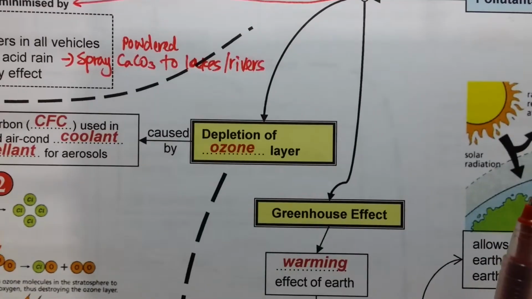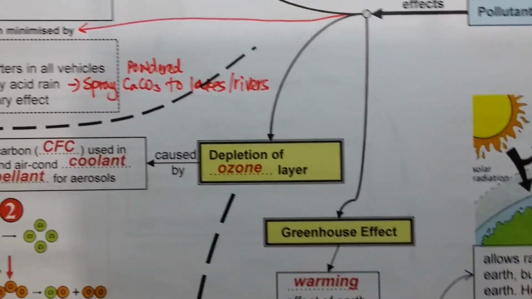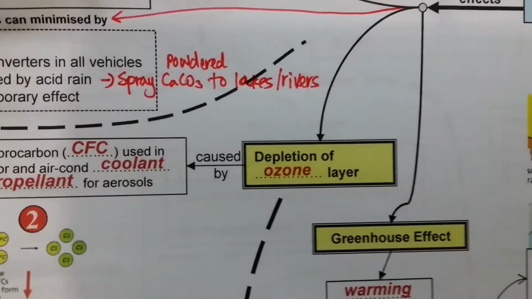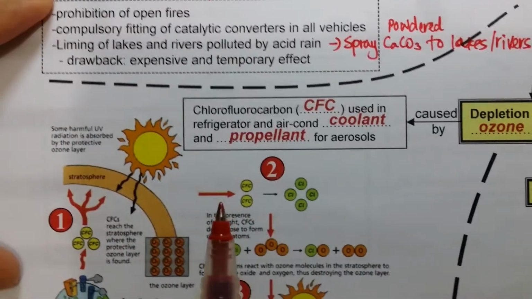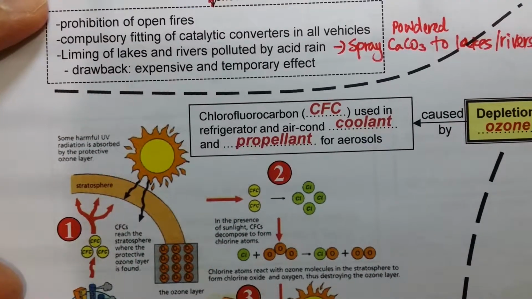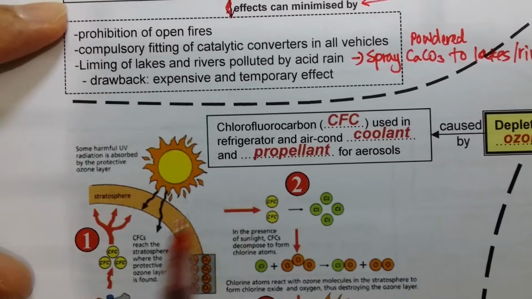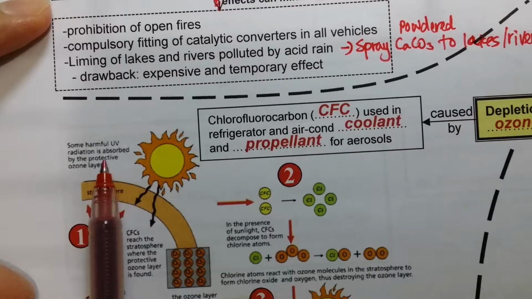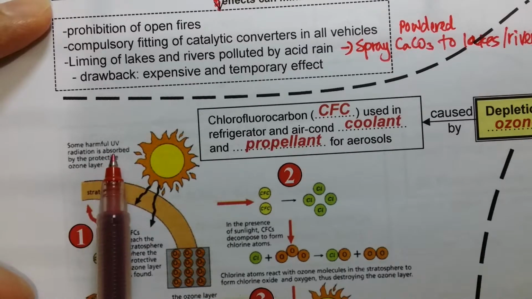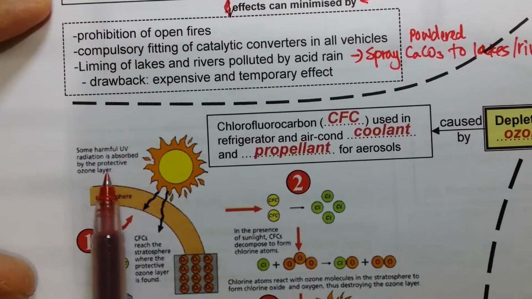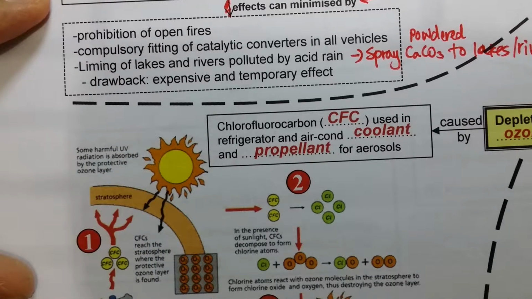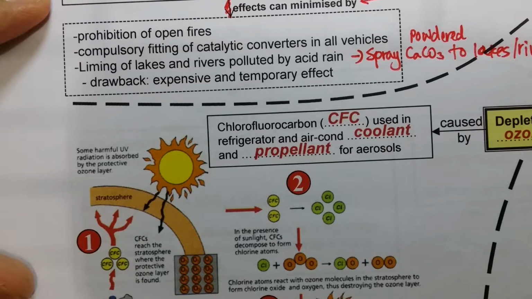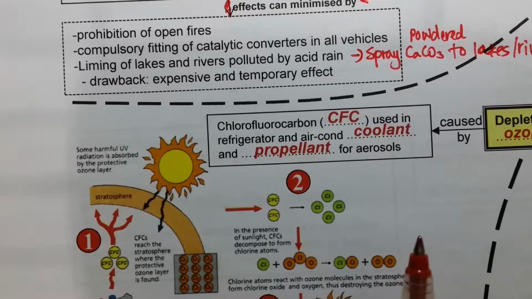Okay, the effects of air pollutants: it would deplete the ozone layer. But first of all, you need to know what ozone is. The function of ozone is to absorb the harmful UV radiation from the sun. So the ozone layer actually provides protection to us against the UV radiation.